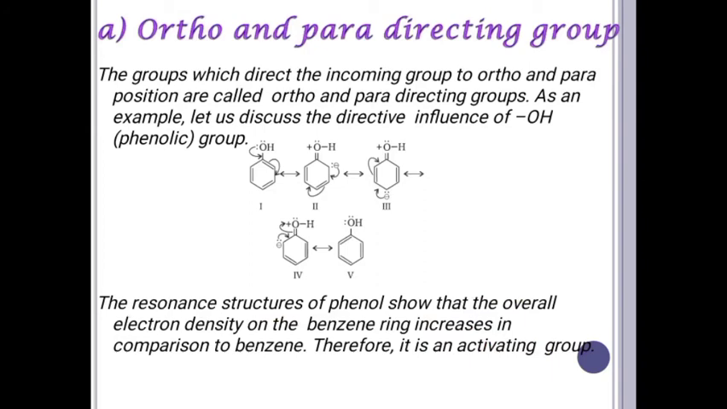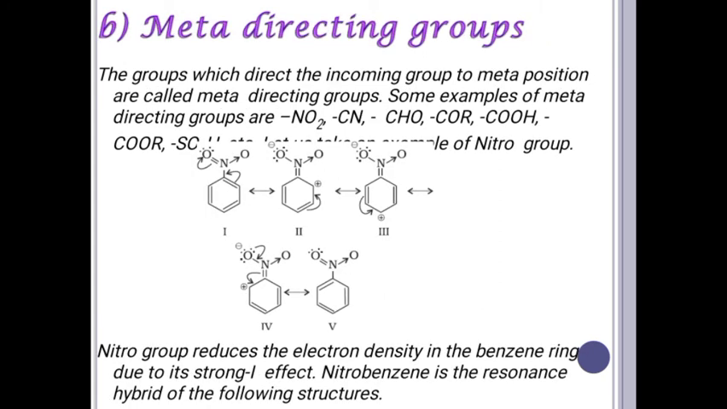Ortho and para directing groups. The groups which direct the incoming group to ortho and para positions are called ortho and para directing groups. For example, OH. If one OH group is already present, the next group will attach at the ortho or para position. Meta directing groups: nitro group, CN group, CHO group, COR group, acid group, ester group, cyanide, thiocyanide group. These are all meta directing groups.